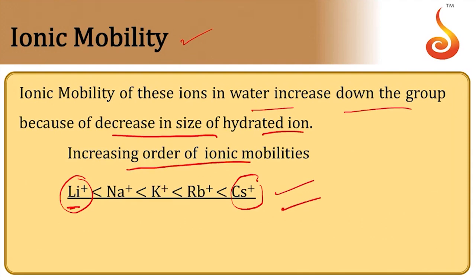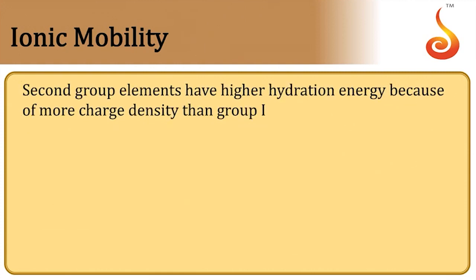So the increasing order of ionic mobilities will be in this order we have. It depends upon hydration. So a heavily hydrated ion cannot move fast, and less hydration means the ion can move fast. Therefore lithium cannot move fast, whereas the cesium ion can move fast.